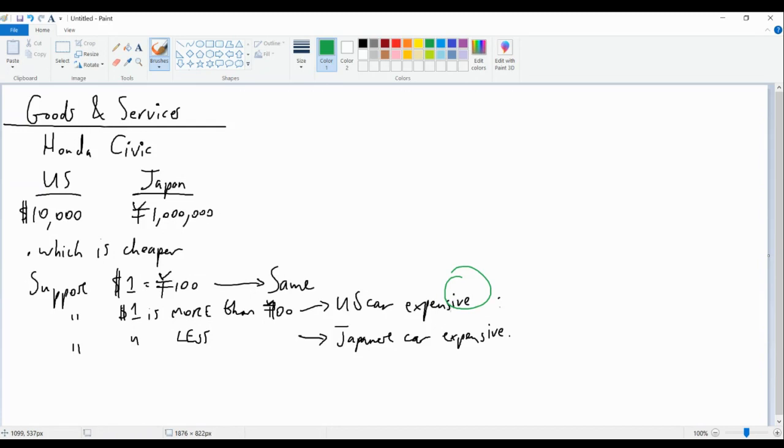If I buy lots of Japanese currency because the US cars are expensive and the Japanese ones are cheaper, what is that going to do to the exchange rate? I'm suddenly buying the Japanese currency. It means that it's raising the value of the yen or lowering the value of the dollar. So that means that the difference between 100 and the exchange rate is shrinking. In other words, if the US car is more expensive, the yen gains value and it's moving us in the direction of that exchange rate.